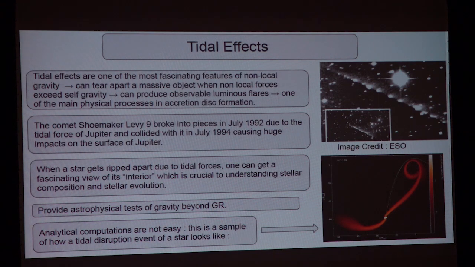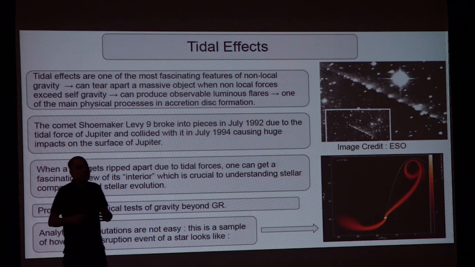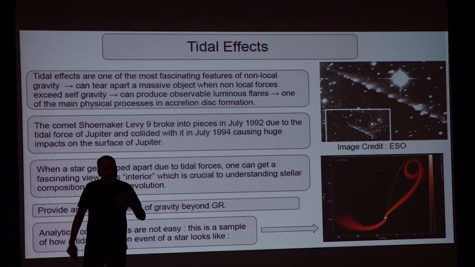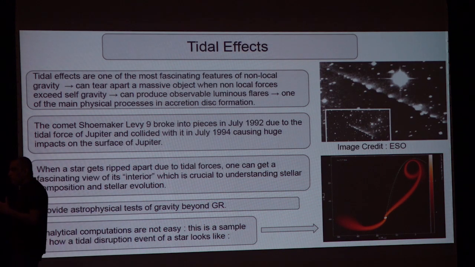Well, the basic reason is that tidal forces and stellar equilibrium depend on the pressure balance equation inside a star. And when you go to theories of gravity beyond the Einstein-Hilbert theory, it often happens that the low energy limit of such a theory modifies the pressure balance equation.